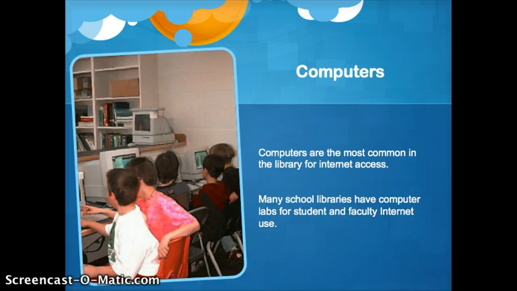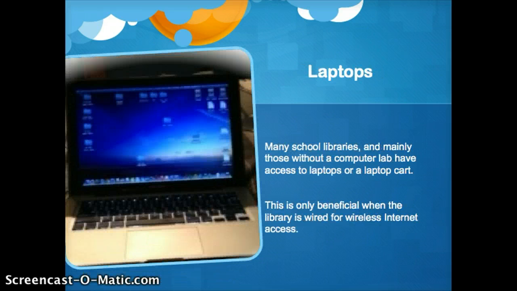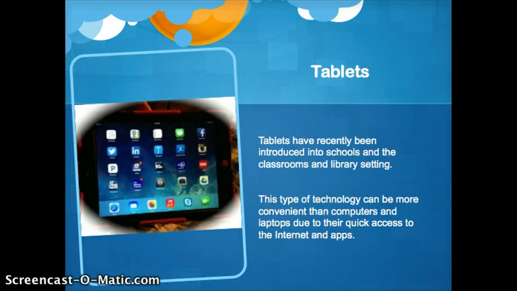in a school library. Many school libraries have a computer lab for students and faculty internet use. Second, laptops are becoming more popular in school and school libraries. They are more convenient because they are portable and easy to use. However, this may not be the case if the school is not properly wired for internet use. Third, tablets have recently been introduced into the schools within the past few years. They are even more convenient than laptops for quick access to the internet as well as educational games and activities. In the library setting, students can get ebooks and read them right on their tablet.